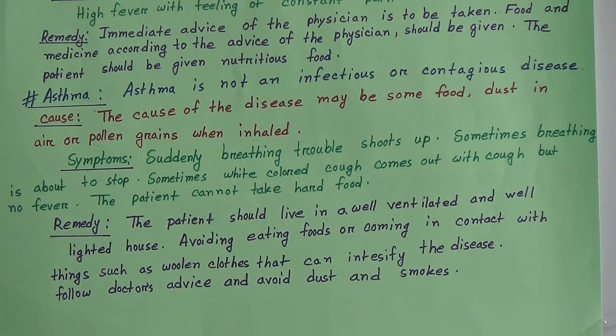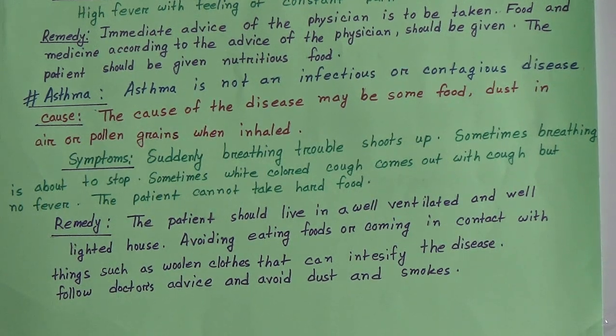Now the remedy. The patient should live in a well ventilated and well lighted house. Avoid certain foods or coming in contact with things such as woolen cloths that can intensify the disease. Follow the doctor's advice and avoid dust and smoke.